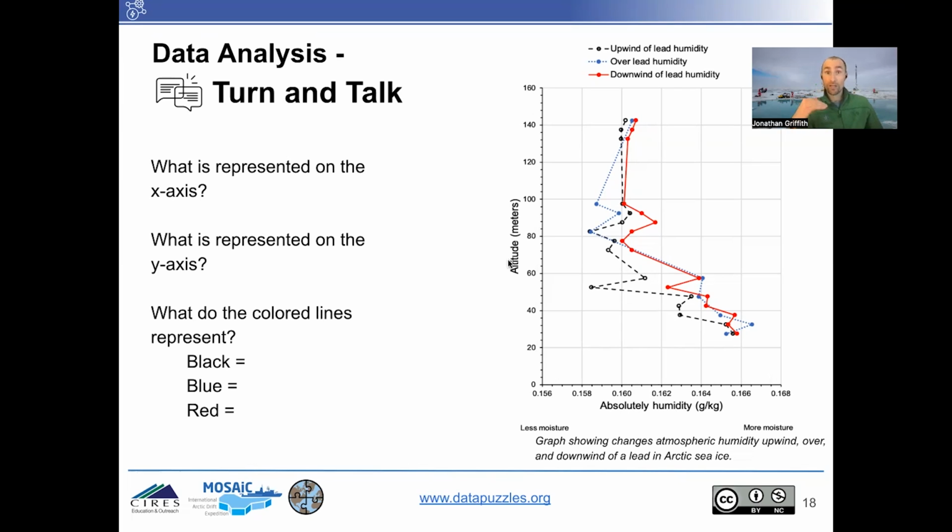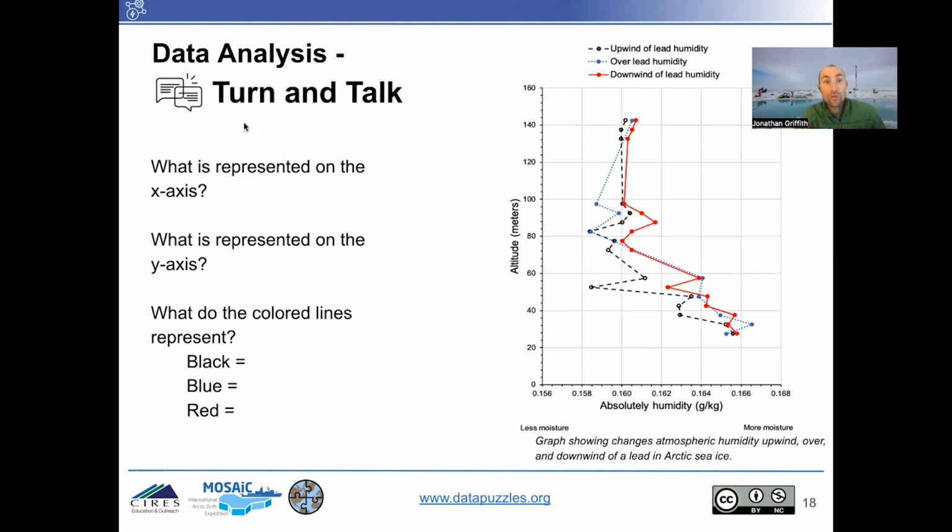So the drone is measuring the moisture upwind, over, and downwind of a lead, a crack in ice, up in a vertical space, up in altitude. Up here, we can see the dashed black line represents moisture upwind of the lead, the dashed blue line over the lead, and the red line downwind of the lead.